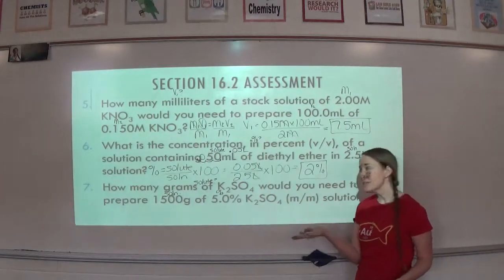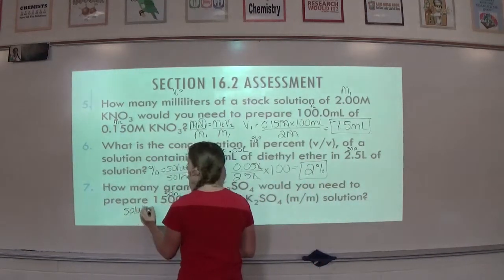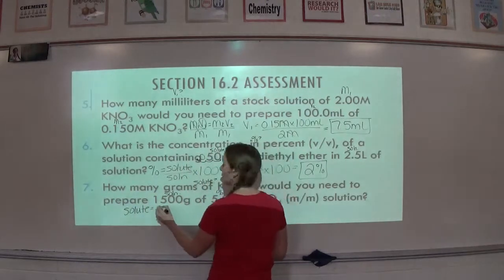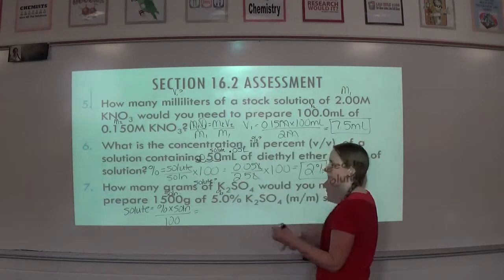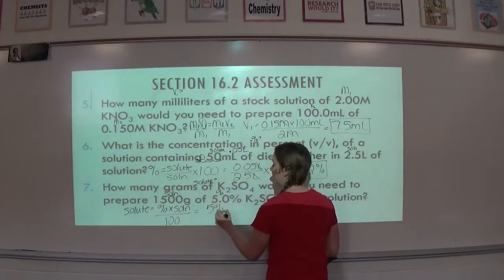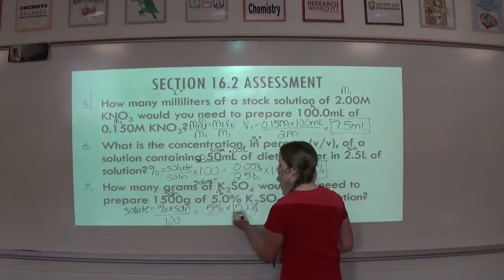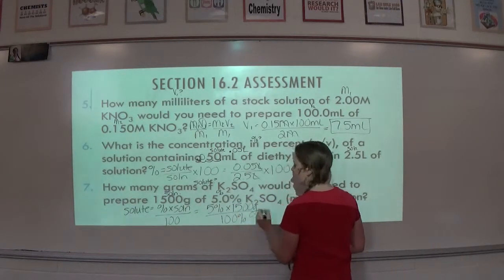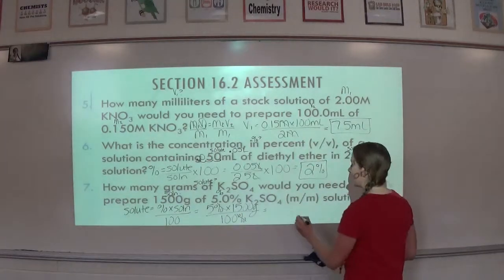Now, again, on the previous slide, I already showed you how to rearrange this to solve for solute. So I'm just going to put it over here for us. So it's the percent times the solution over 100. And so then I just plug in. So my percentage is 5. I have 1,500 grams of solution, and I divide that by that 100 percentage. The percentages cancel, and when I solved, I got 75 grams.